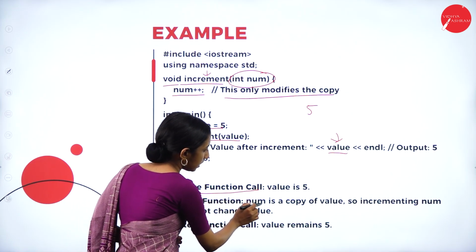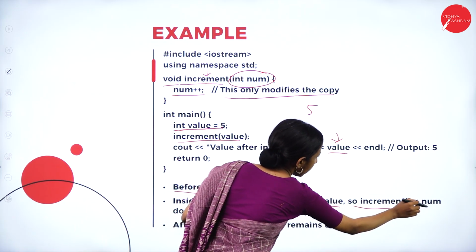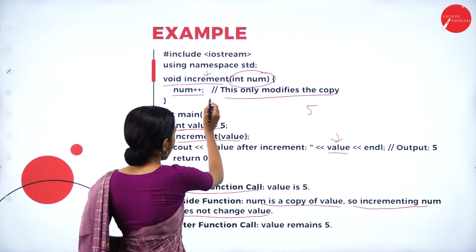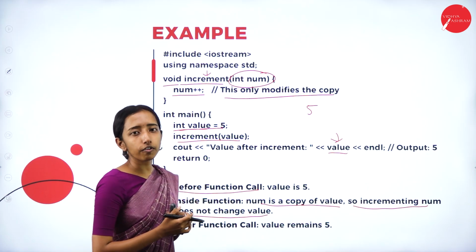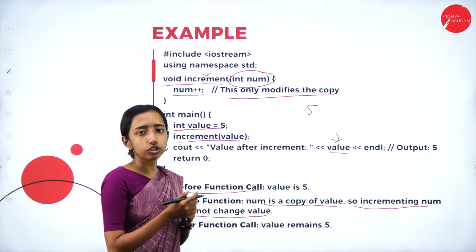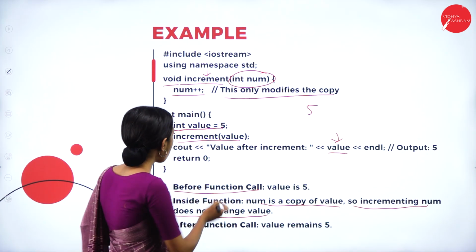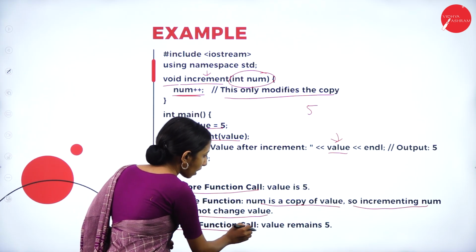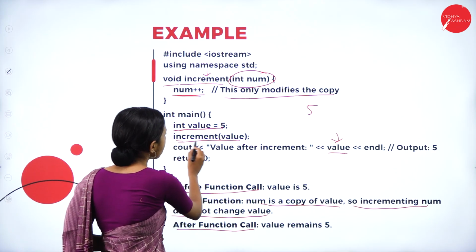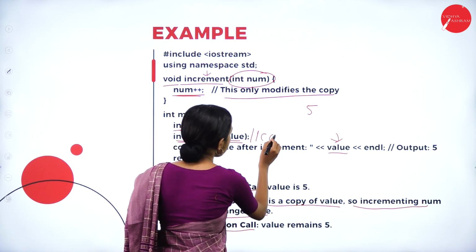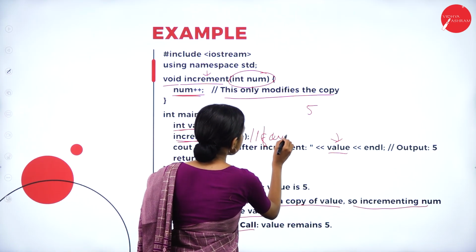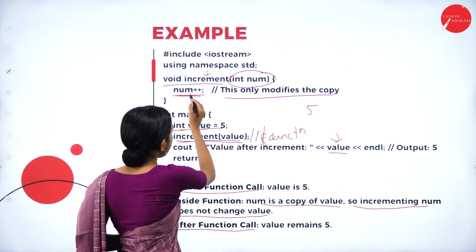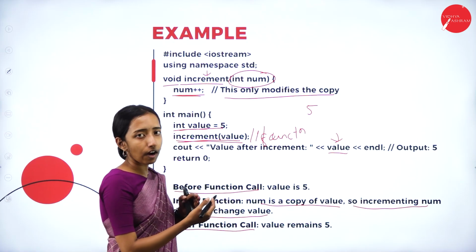Inside the function, num is a copy of the value, so incrementing num does not change the value. Inside this, num is a copy of the actual value, meaning the actual argument. Now we have done num++, but in the output after the function call, this is the function call, it does not modify the value.